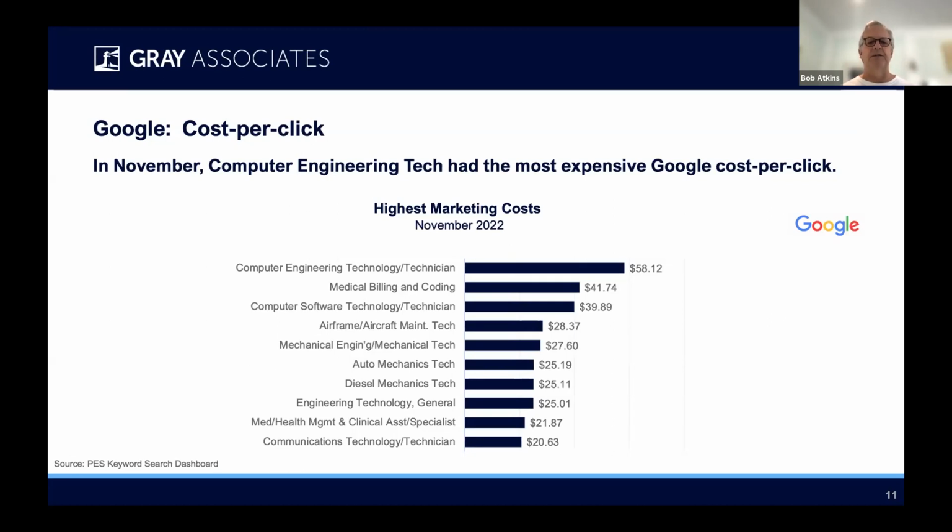Some of these are extremely expensive programs to play in if you want to be in a Google search game. But even if you're not, remember that that high price means these are extremely competitive. So even again, if you're not actually buying in Google, the amount people are willing to pay here will tell you how hard they're willing to compete to win those students. And here, what I would call 10 of the most competitive programs out there. Not too surprising. Again, computer engineering, medical billing and coding, sure. Computer software technician. And then we get to those 3 or 4 we saw before: airframe tech, mechanical tech, auto tech, diesel tech, and then engineering technology, general, medical health, and comtech.